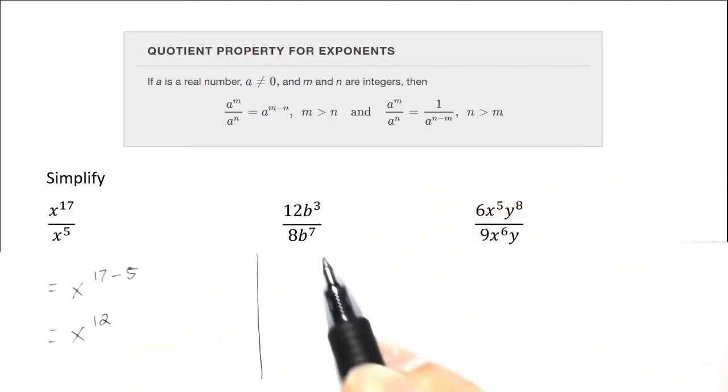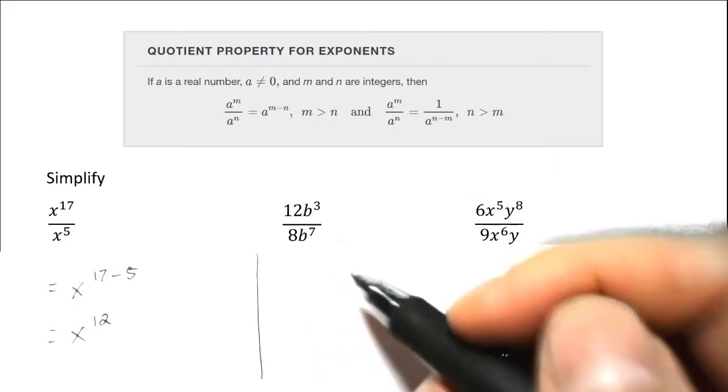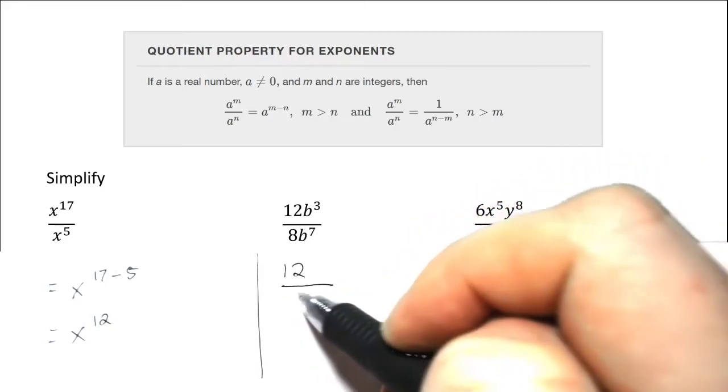All right, great. Let's look at this next one. I'm going to write this down again because we have to simplify this numerical part.